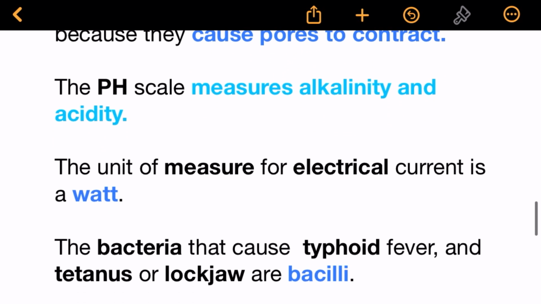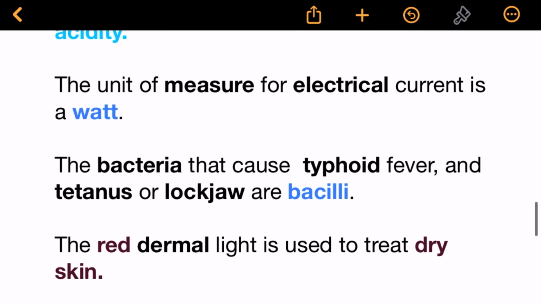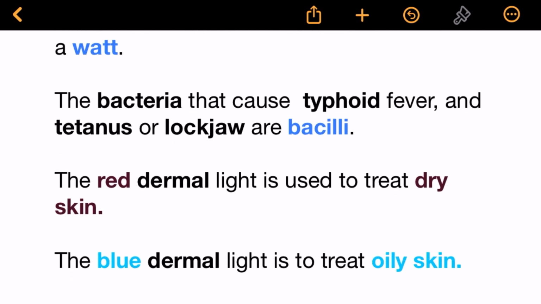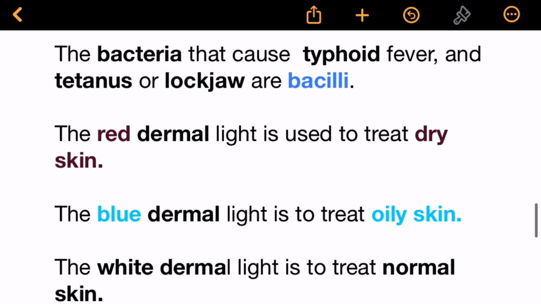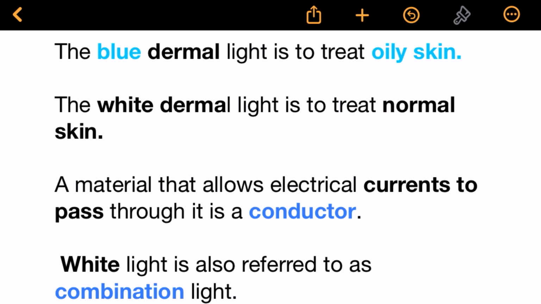The pH scale measures alkalinity and acidity. The unit of measure for electrical current is a watt. The bacteria that cause typhoid fever and tetanus or lockjaw are bacilli. The red dermal light is used to treat dry skin. The blue dermal light is to treat oily skin. The white dermal light is to treat normal skin.